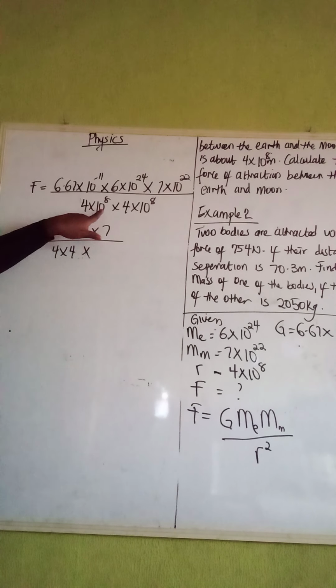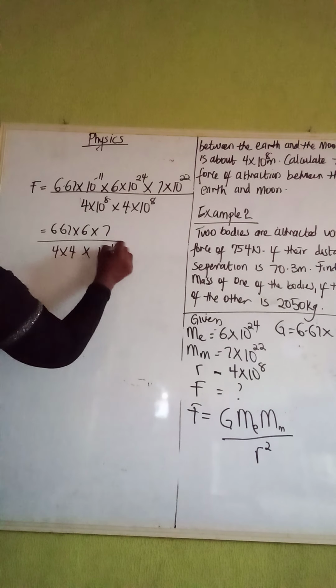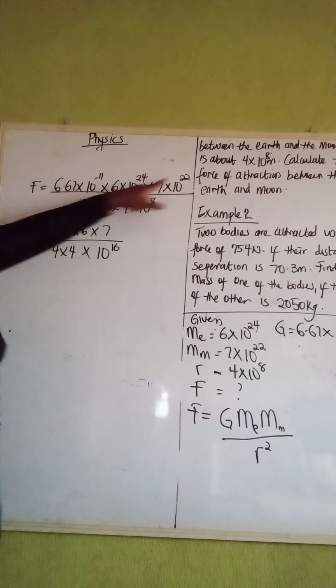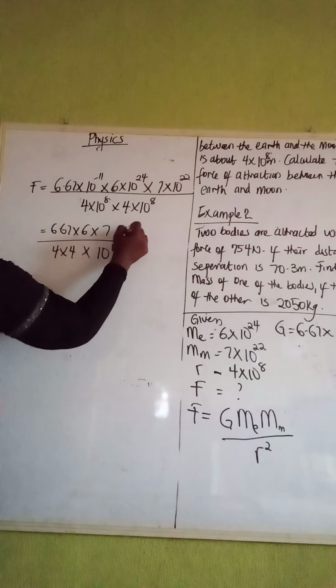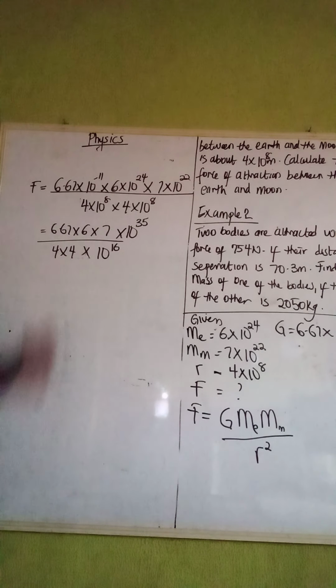Remember that law of indices: if you are multiplying the base, you add the powers. So here we have 10 raised to the power 16. Minus 11, 24 will give us 13. 13 plus this will give us times 10 raised to the power 35. Did you get that? Okay, so now let's multiply these two together.